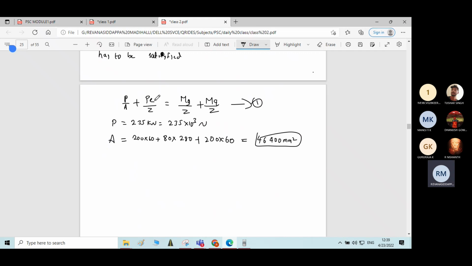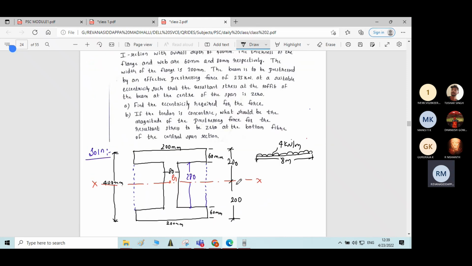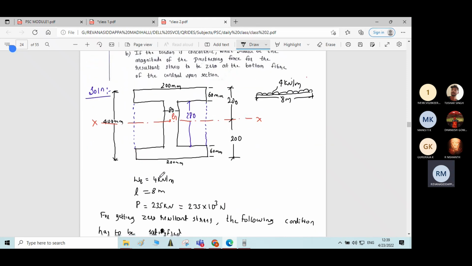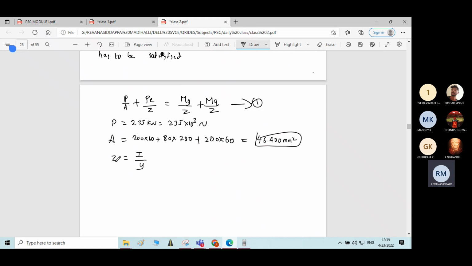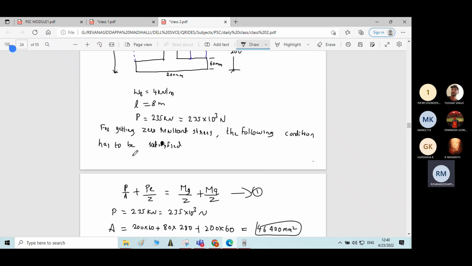Eccentricity, that is only the question here. Eccentricity we need to calculate. Then Z is required, no? Section modulus Z. Z is equal to I by Y. Here figure is symmetrical about x-axis. ZB is equal to ZT is equal to Z. That is why I am taking Z. For unsymmetric section only, ZT, ZB will come into picture. For symmetric section, it is directly Z because both are equal, no?